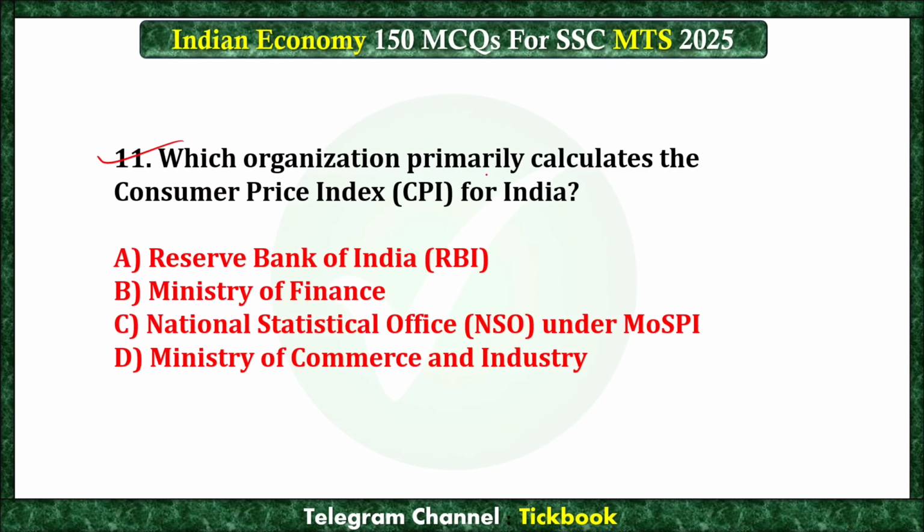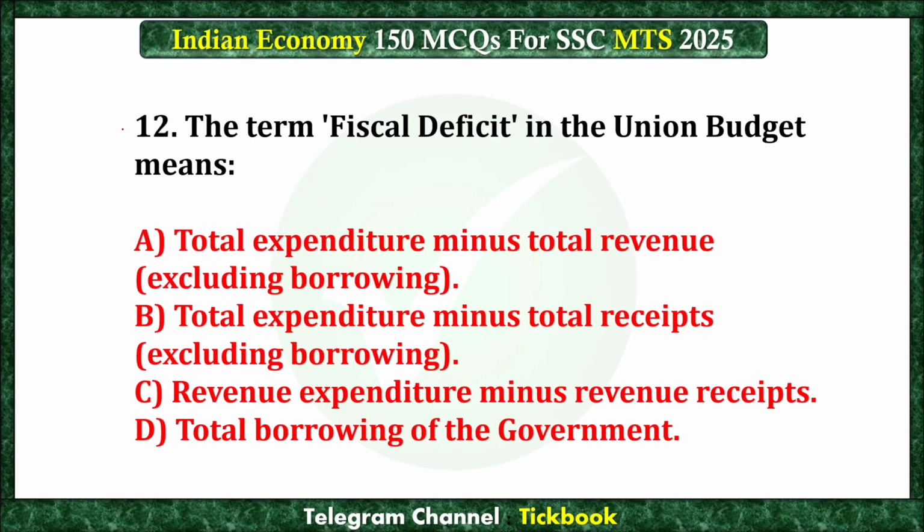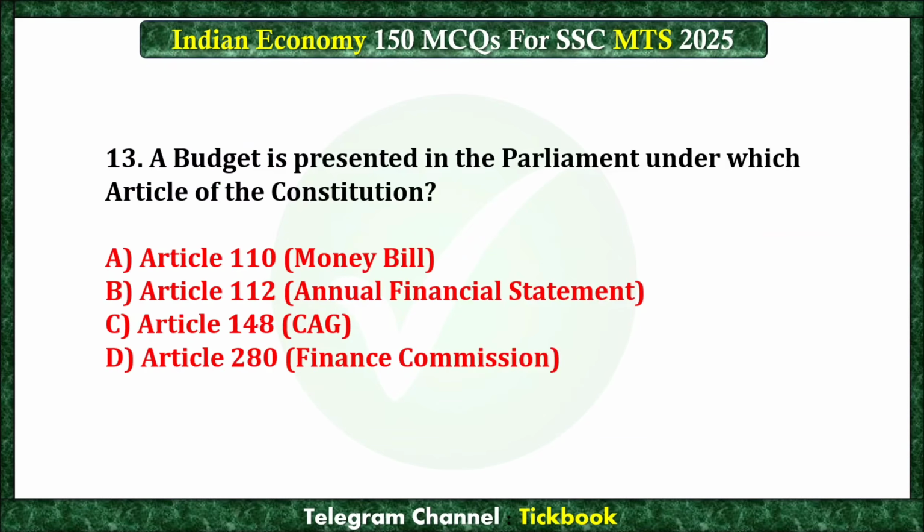Question 11: Which organization primarily calculates the consumer price index, CPI, for India? Option C, National Statistical Office under MOSPI. Question 12: The term fiscal deficit in the Union budget means. Option B, total expenditure minus total receipts, excluding borrowings.